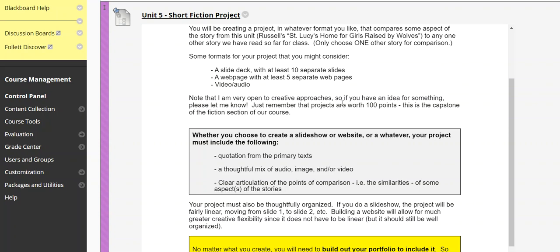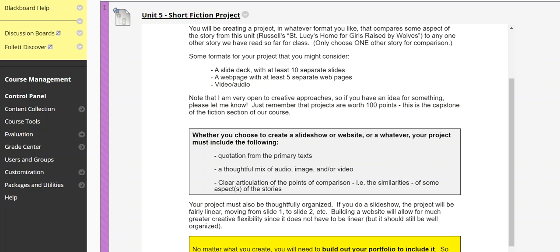This is worth 100 points, so more than I think almost anything we've done in the class so far. Capstone for the short fiction piece of our Intro to Lit class. So again, I'm really looking for some pretty major investment here as far as analysis goes, but also that compelling approach, the way that you present this information. Obviously, these are not the only choices. They're just kind of throwing some ideas out there. Probably not the most interesting necessarily, but I leave that to you.